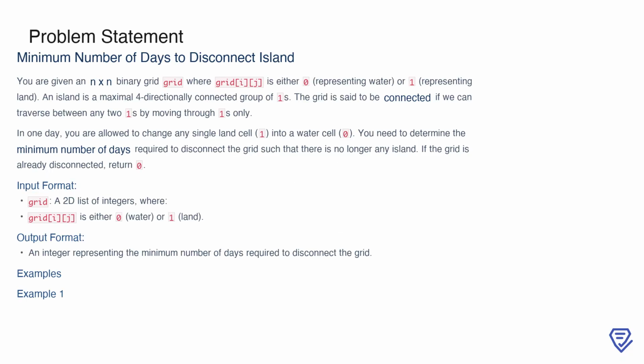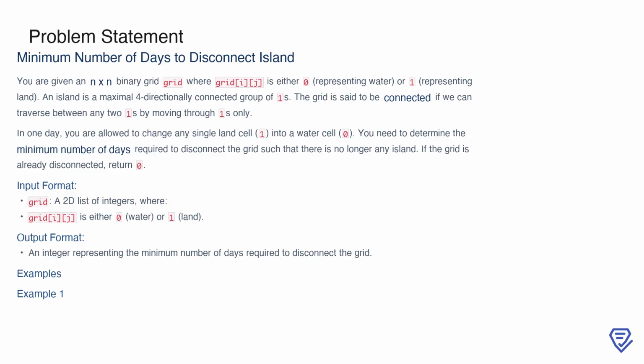In this problem, you are given an n x n binary grid called grid, where each cell is either 0, representing water, or 1, representing land. The goal is to work with what is called an island, which is defined as a maximal group of 1s that are connected in 4 cardinal directions: up, down, left, or right. The grid is considered connected if you can traverse between any two 1s by moving only through other 1s.